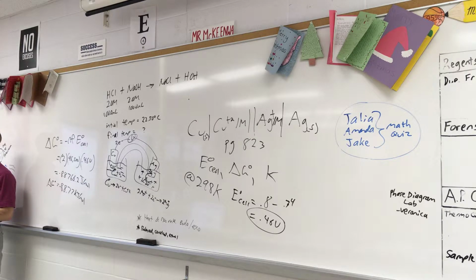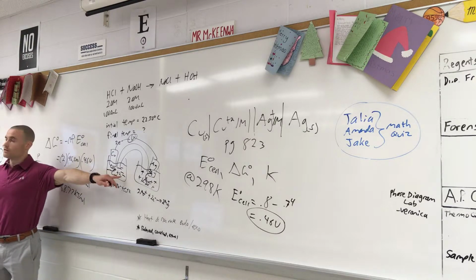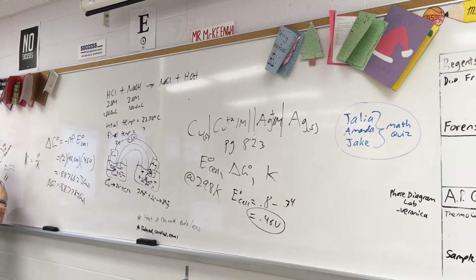If K is equal to 1, remember, K is products over reactants. So if it's equal to 1, these are equal. What's that mean about the cell? It's at equilibrium. If K is equal to 1, what is delta G?